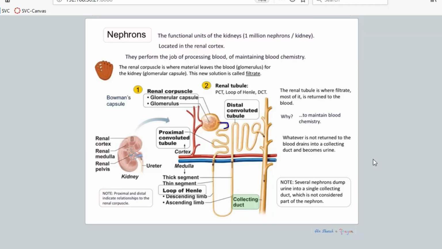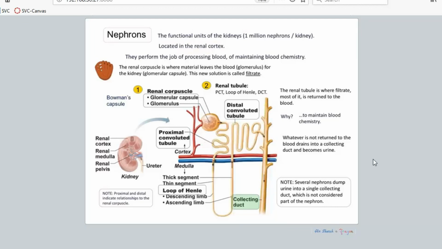So as that filtrate travels through the proximal convoluted tubule, we have a lot of substances that are being reabsorbed, being taken back into the blood, and it continues to do that. And as we go through here, there's less and less filtrate because we're returning that stuff to the blood. But basically, by the time it gets to the end of the distal convoluted tubule there, whatever has not been returned to the blood, it drains into these structures right here. Color that orange actually. That we call collecting ducts.